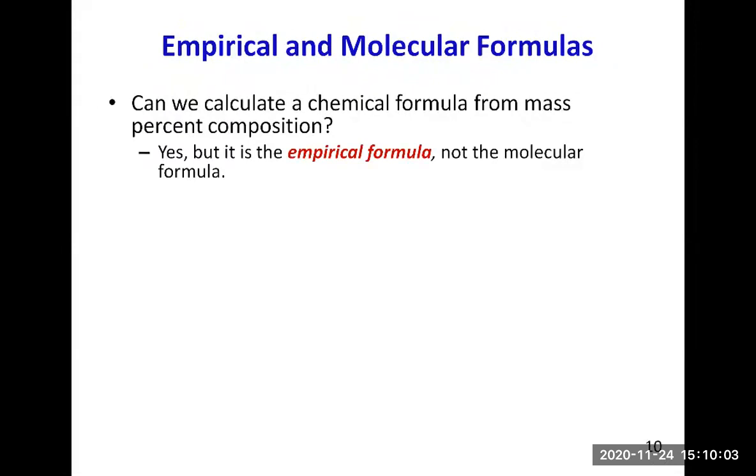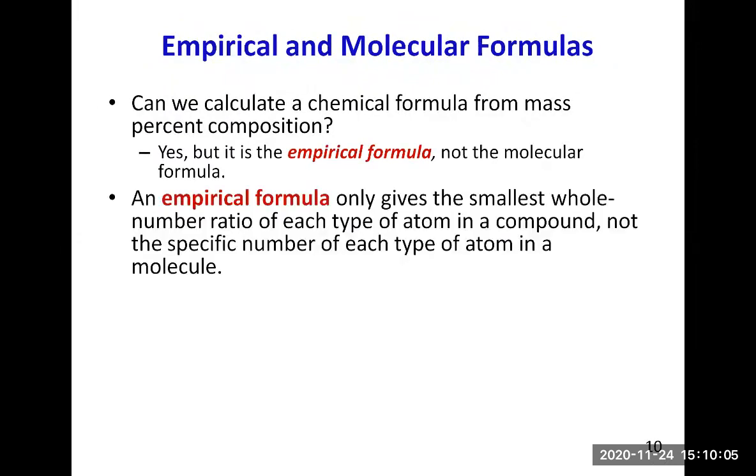So what is the empirical formula? The empirical formula only gives the smallest whole number ratio of each type of atom in a compound, not the specific number of each type of atom in a molecule. So molecules can be made of several of each of the atoms, but the empirical formula will only give you the smallest possible whole number ratio for each type of atom.